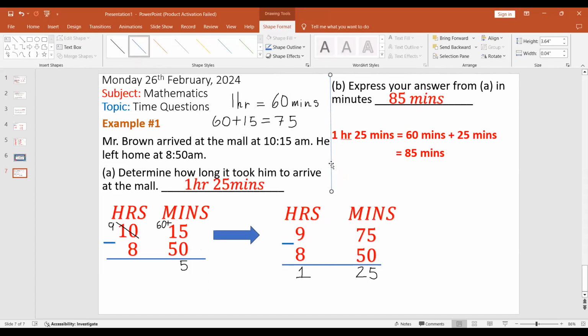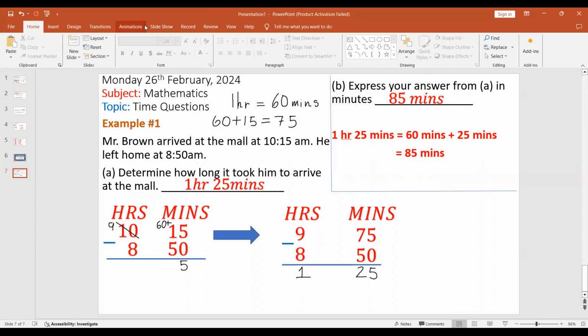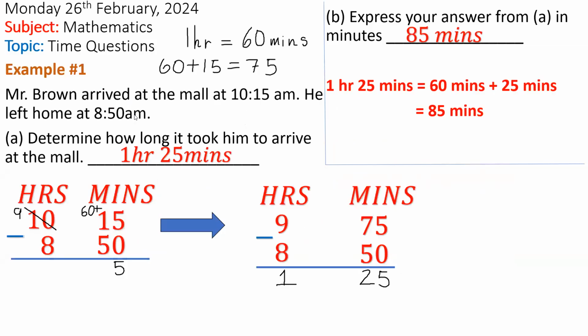60 minutes. And what is 60 plus 25? When you add them together, 85. Okay, that's how we get it. We add 60 plus 25. That's how we get the amount of minutes. All right. Good. Okay, do I have any volunteer to explain part B for me?